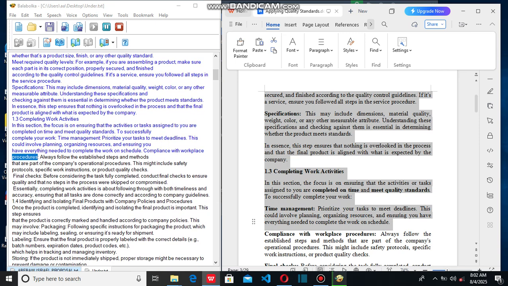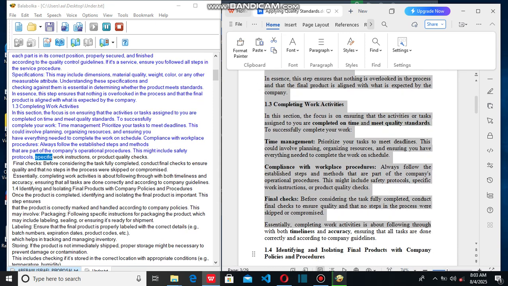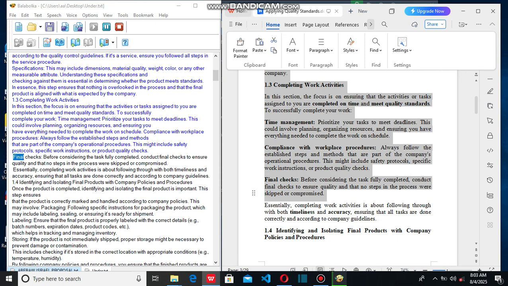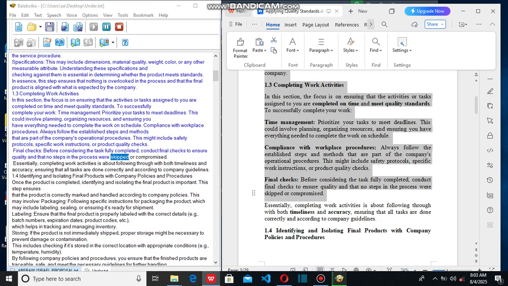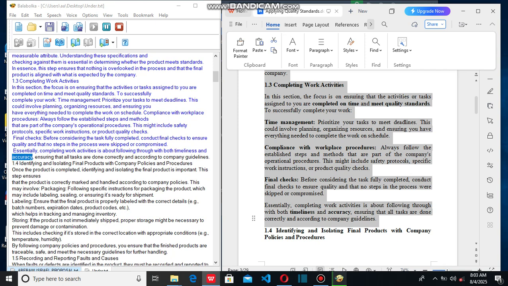Compliance with workplace procedures. Always follow the established steps and methods that are part of the company's operational procedures. This might include safety protocols, specific work instructions, or product quality checks. Final checks. Before considering the task fully completed, conduct final checks to ensure quality and that no steps in the process were skipped or compromised. Essentially, completing work activities is about following through with both timeliness and accuracy, ensuring that all tasks are done correctly and according to company guidelines.